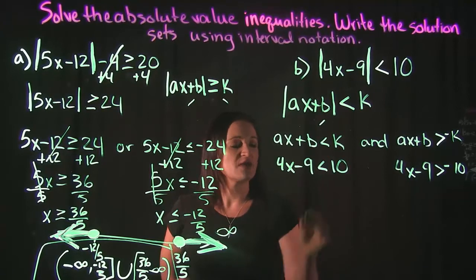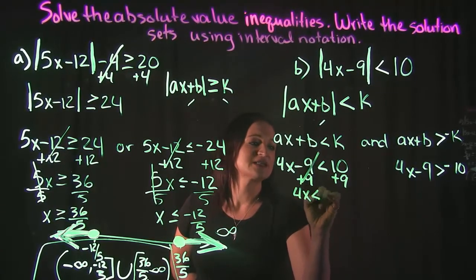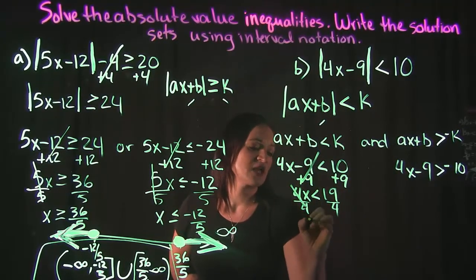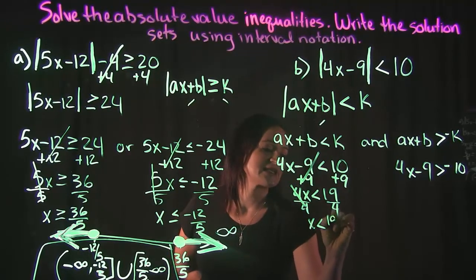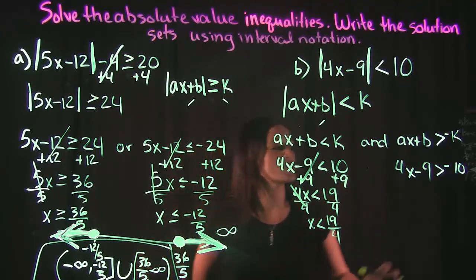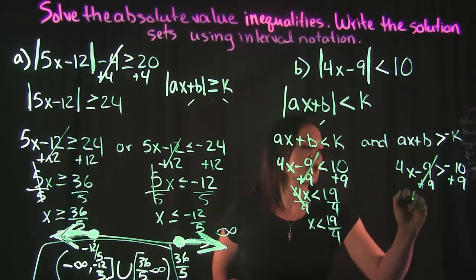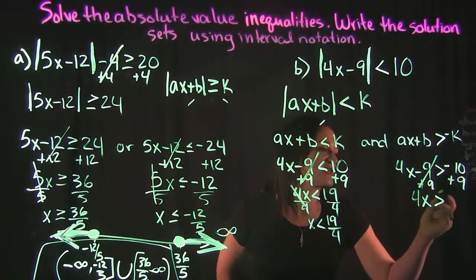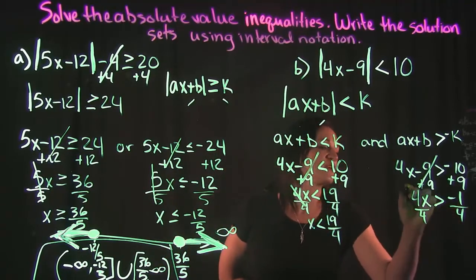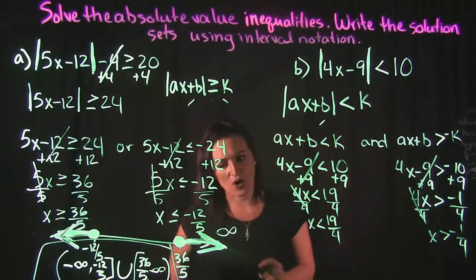Starting with the one on the left here, I'm going to start by adding 9 to both sides, giving me that 4x is less than 19, and dividing out the coefficient. So dividing everything by 4, we're left with x is less than 19 fourths. Pausing there while we solve the other one. Here we're also going to add 9 on both sides. It's going to cancel on the left, giving us 4x is greater than negative 1. And dividing both sides by our coefficient, we get that x is greater than negative 1/4.